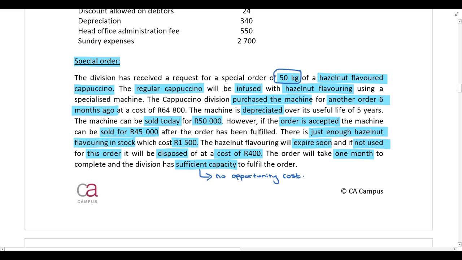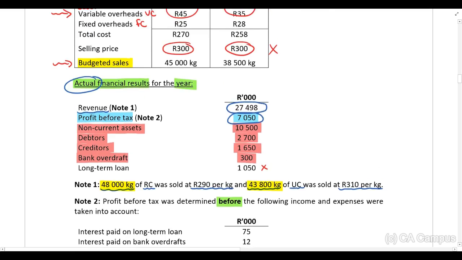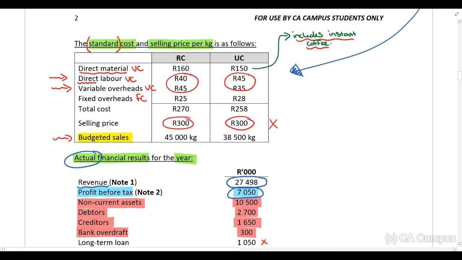So the starting point of the calculation has to be the cost of a regular cappuccino, because obviously they're going to have to produce more of the regular cappuccino so that they can infuse it with this hazelnut flavoring in order to fulfill this special order. Sorry, I'm fumbling my words here. So if we go up here, we know what it costs the company to produce the regular cappuccino.